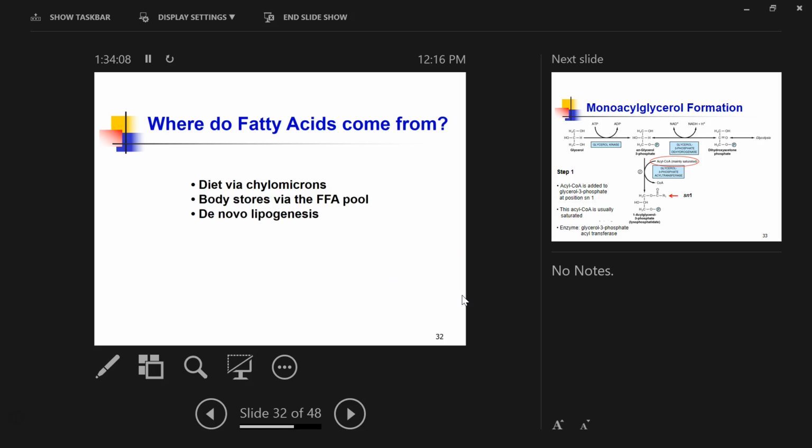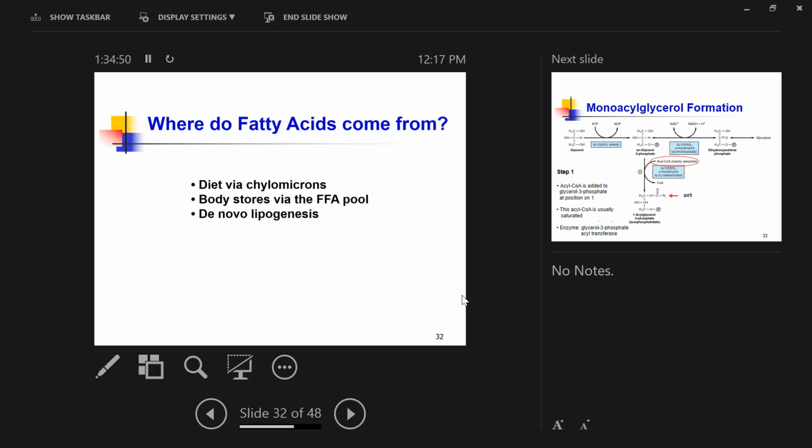Now, what about the fatty acids? Where does the fatty acid come from when we need to synthesize triglyceride? And usually triglyceride is synthesized in which physiological condition? What do you think? Fed condition, right? We need to store energy. So in the fed condition, when we eat, we usually get fatty acids from the diet, right? So fatty acids from the diet are one of the sources of fatty acids for triglyceride synthesis.